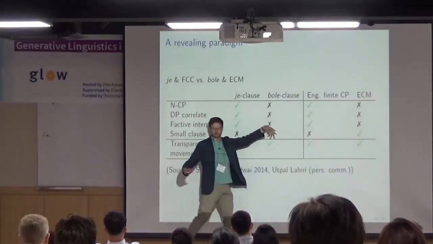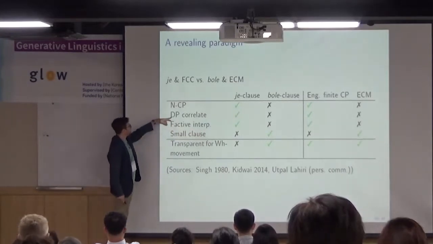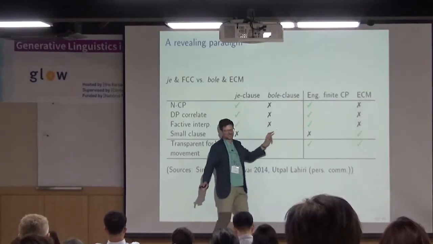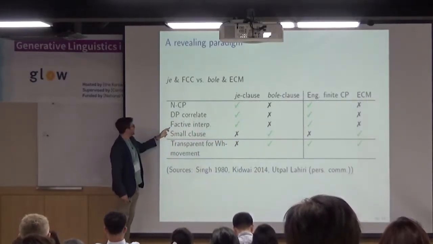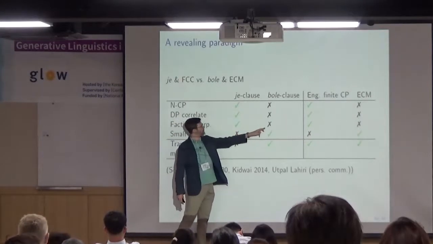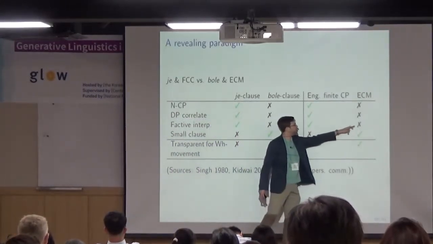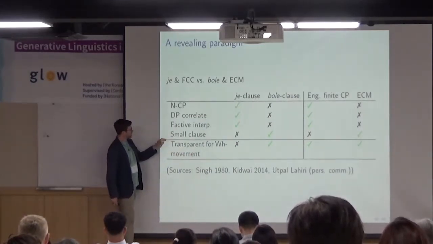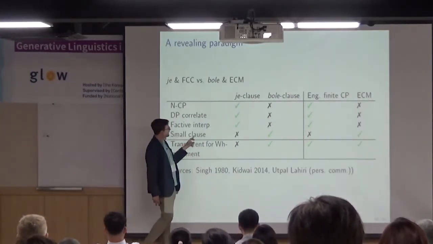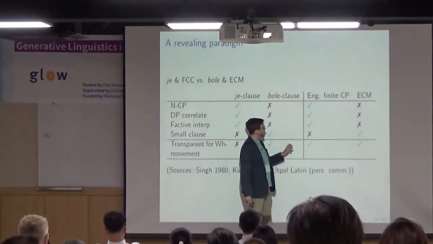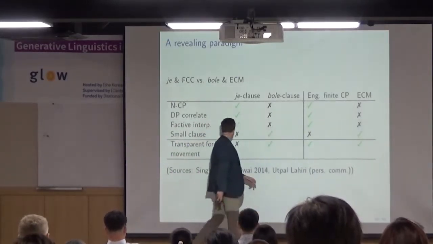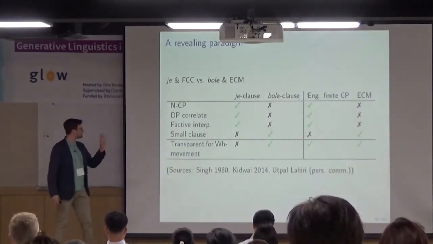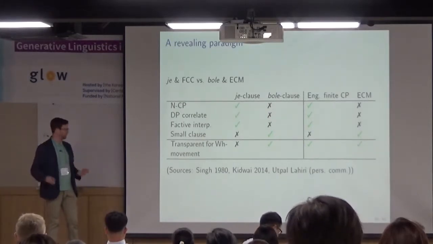The same is true of Korean ko, Japanese to. J clauses have a DP correlate, but bole clauses don't. That was also true of ECM. I showed you that briefly. It's hard to get certain factive interpretations with bole clauses. We'll see that that's somewhat true of English as well. This one, I'll show you in a bit. You can get things that might look small clausey with bole clauses, and you can in English as well. And in some respects, bole clauses are a little bit more transparent.